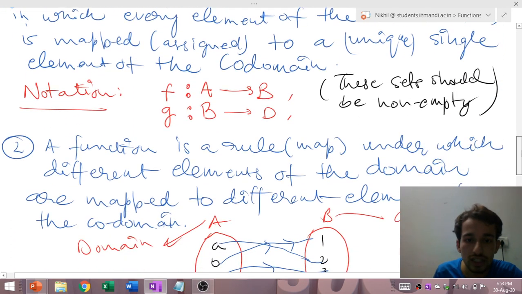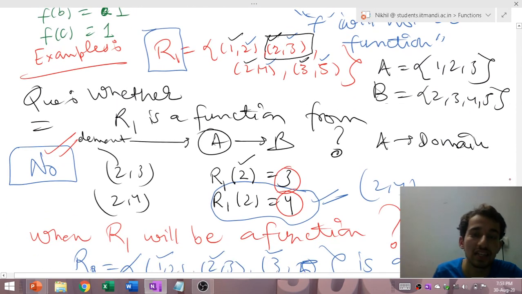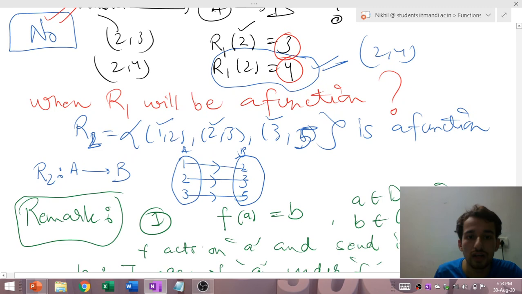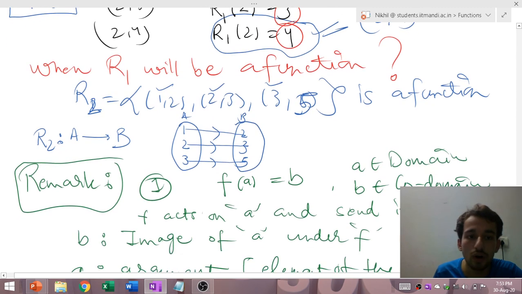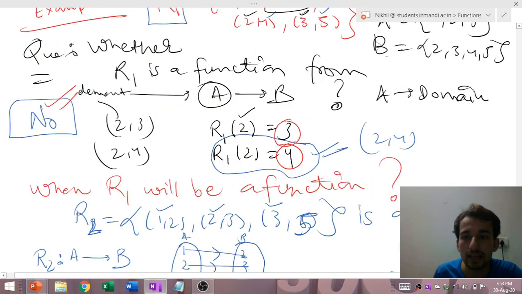This was the definition, and this was just an example in which, in the first case, your relation was not a function because you are mapping the element 2 from the domain to two different elements from the codomain, which is not possible in the case of a function. And this was how we removed the second assignment and we got a new relation which is a function, R2. Fine.